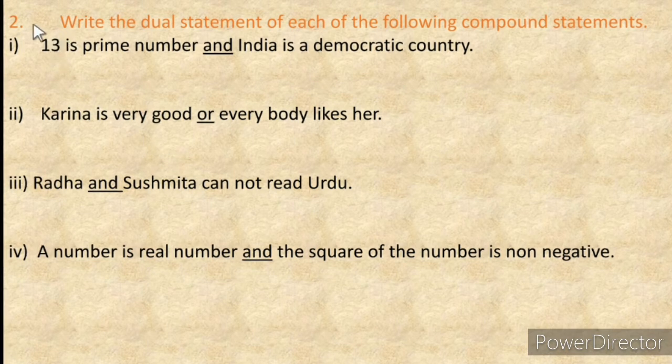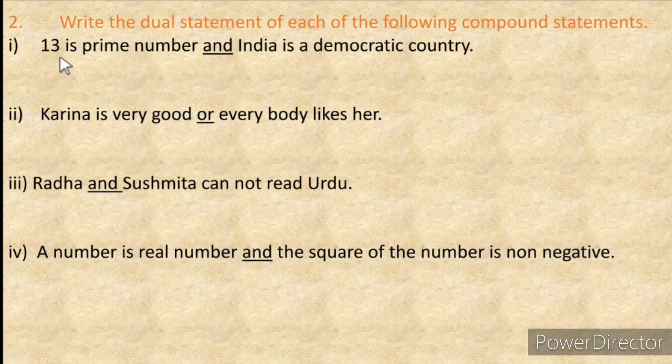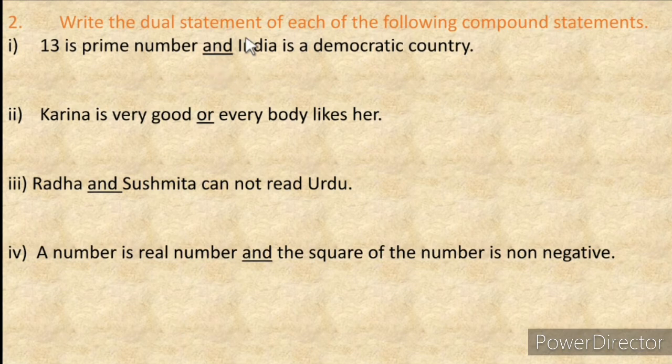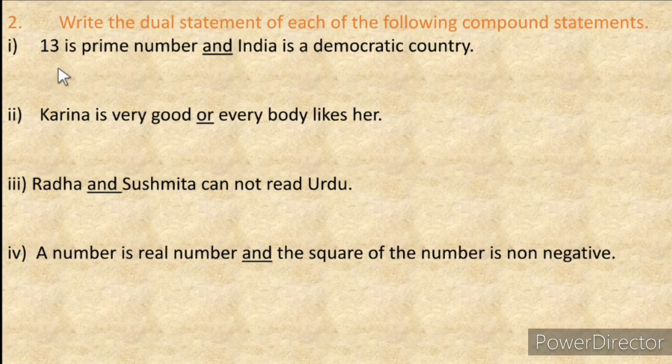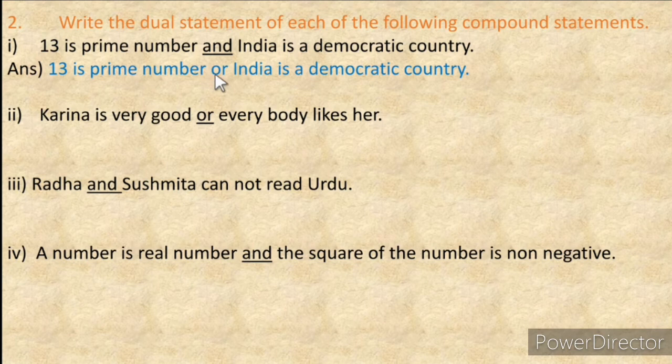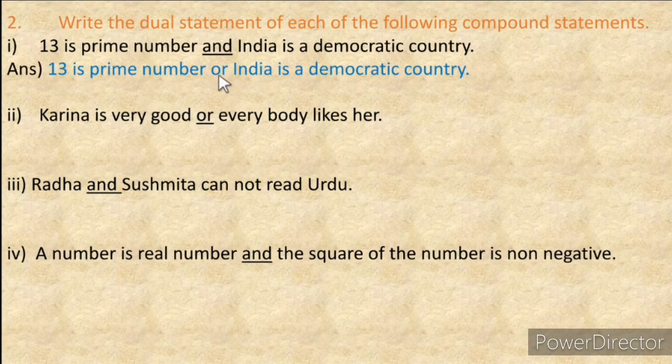See, question number 2 is write the dual statement of each of the following compound statements. The first one is 13 is a prime number and India is a democratic country. Now, over here there is only one connective and we know that in the dual and has to be replaced by or. So, we write 13 is a prime number or India is a democratic country. Clear? Only and to be replaced by or, rest of the part same.